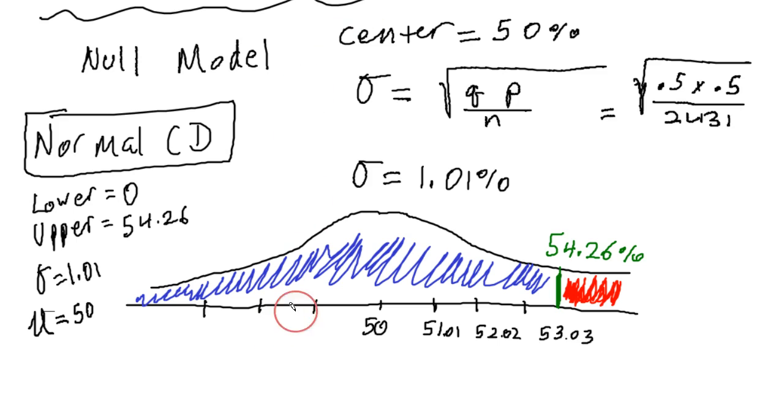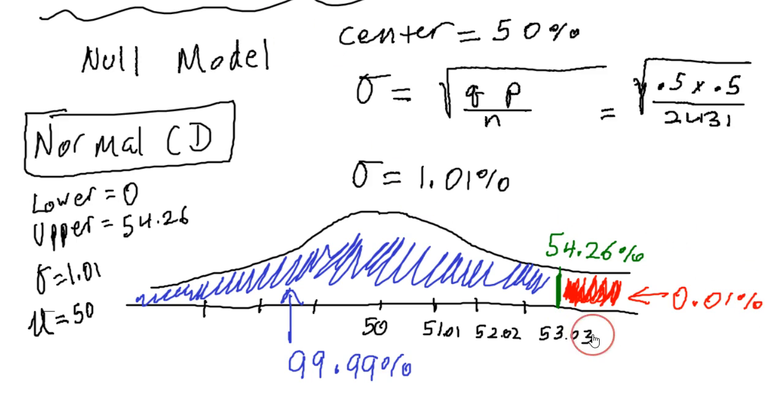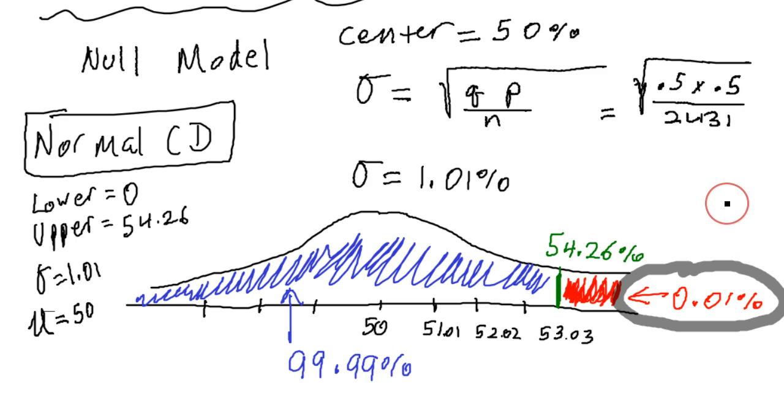Now, when I do that, what the calculator gives me is that this blue section is 99.99% of the overall data. Well, that means that this red section right here is going to be 0.01%, basically. So this right here in red is really what I was after. Taking all of this, that's going to be the p-value that I'm going to use to convince myself that this is actually sufficient evidence.